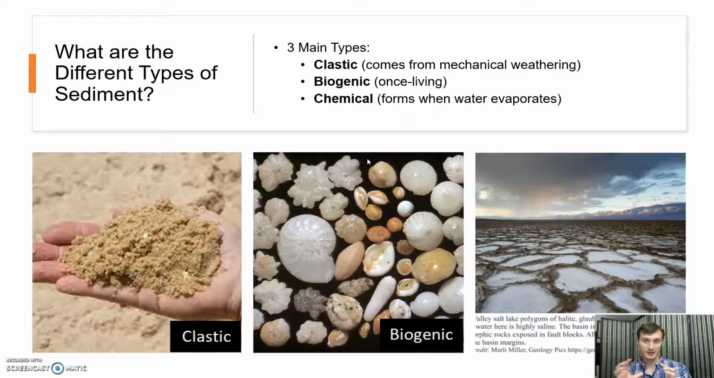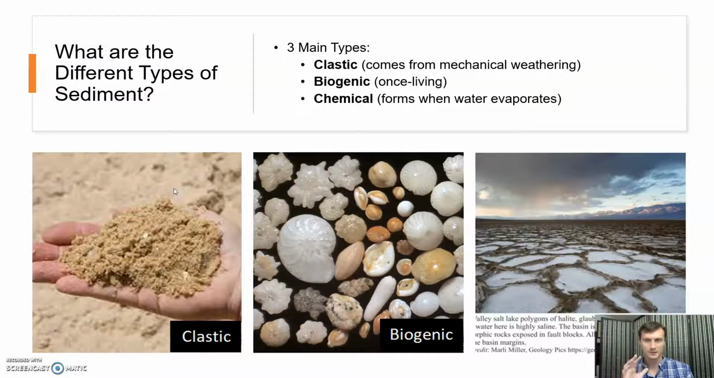But not all sediment is the same. Some of it is going to be the first thing you think of, your classic beach sand. You have physically, mechanically weathered a rock, broken it down into these tiny little sand grains. You put all the sand grains together and you get what's called clastic sediment.